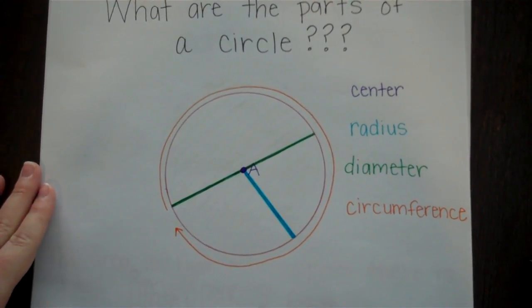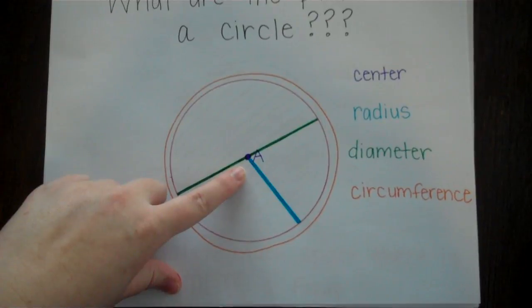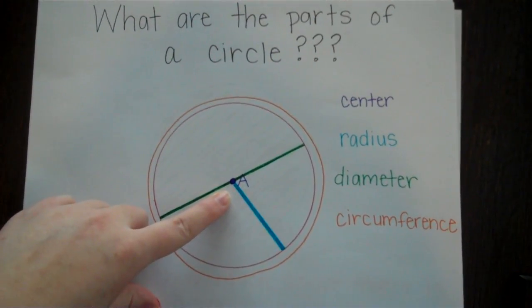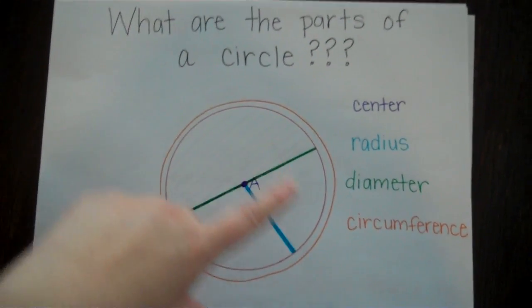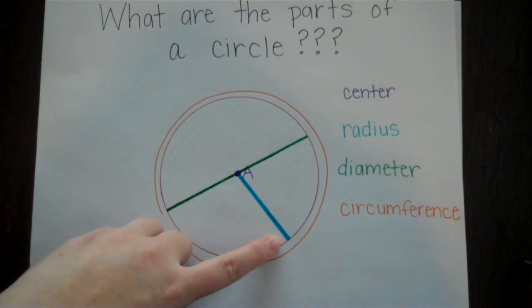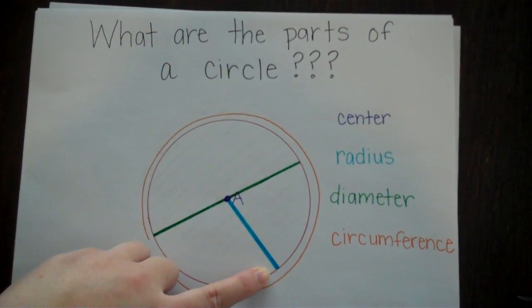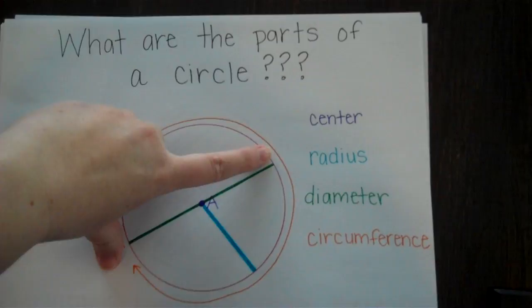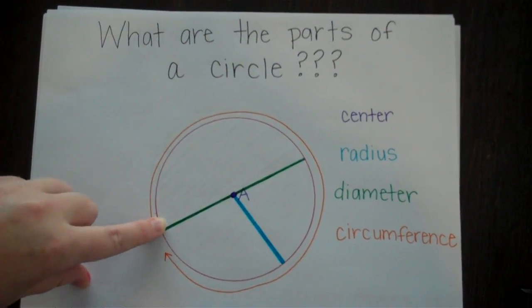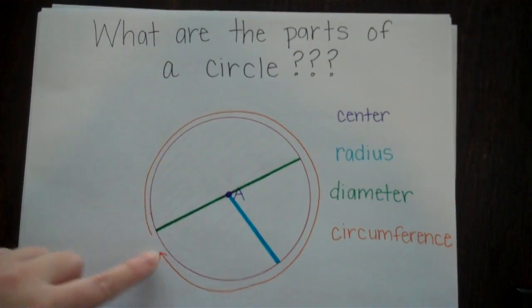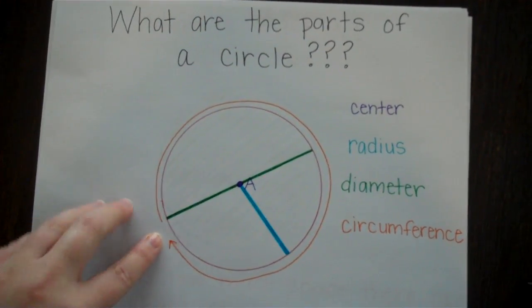What are the parts of a circle? We have the center of the circle, which is usually labeled by a letter. We have the radius, which goes from the center to the outside edge of the circle. The diameter goes from one edge of the circle through the center to the other side of the circle, and the circumference is the distance around a circle.